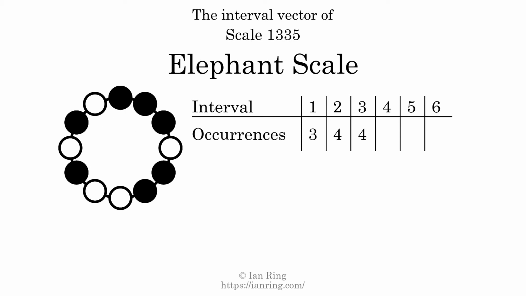There are 4 intervals with the size of 3 semitones. They are here, here, here, and here. There are 5 intervals with the size of 4 semitones. They are here, here, here, here, and here. There are 3 intervals with the size of 5 semitones. They are here, here, and here.